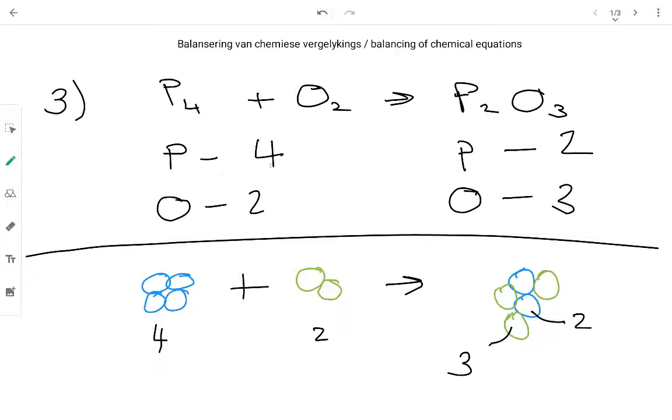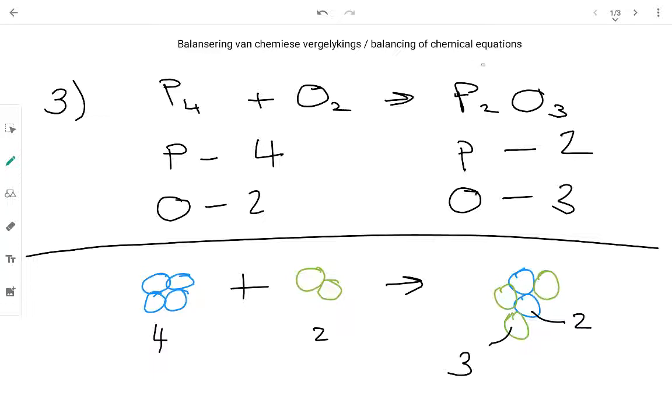I have 4 phosphorus atoms on my left-hand side, and just taking note of what I just said, I may not take away 2 of these atoms. On my right hand side, I have 2 phosphorus atoms, but I cannot just add 2 phosphorus atoms. Now what do I do? Not very complicated.